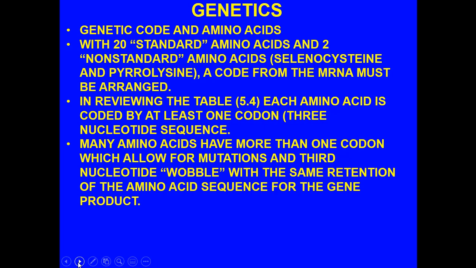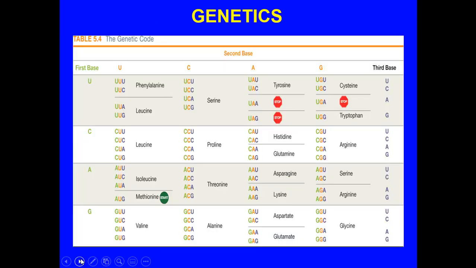Many of the amino acids actually have more than one codon which will code for them. This will allow for mutations and the third nucleotide wobble with the same retention of the amino acid sequence for the gene product. Now, this may look complex, but let me just help you here.